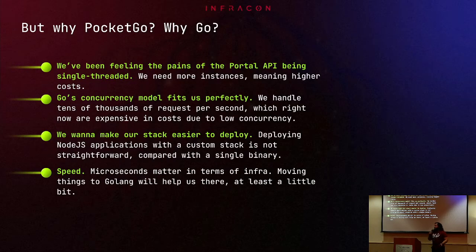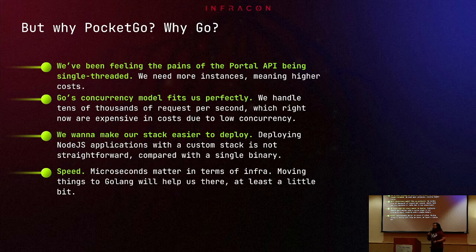But why make it? Basically, we've been feeling the pains of the Portal API in general and our Node.js services just being single-threaded. I had a lot of conversations with Ronnie where he would be complaining about Node.js being annoyingly slow in the event loop. And I was like, it's not that bad, but it really was at some point. And also, Go's concurrency model just fits us perfectly, right? Go's made for really distributed concurrent systems, and we reached a large scale. So it makes sense for us to migrate to a faster, more concurrent, purpose-designed language.